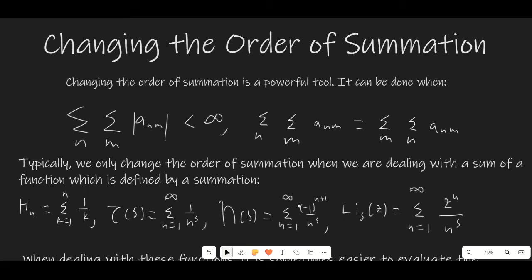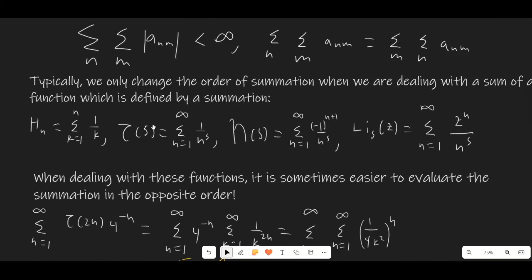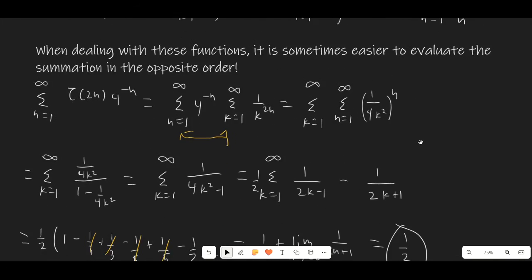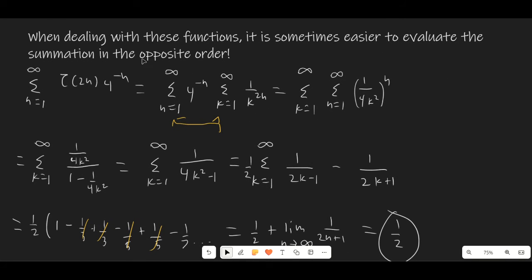There we go. So, whenever we have one of these functions in our summand, we can go ahead and substitute in this definition, and then it becomes a double summation. Then we can interchange the order, and hopefully it makes it a little bit easier to evaluate. So when dealing with these functions, it's sometimes easier to evaluate the summation in the opposite order.